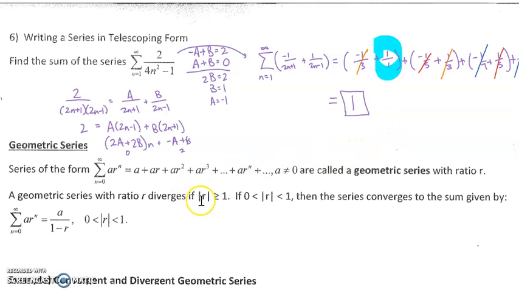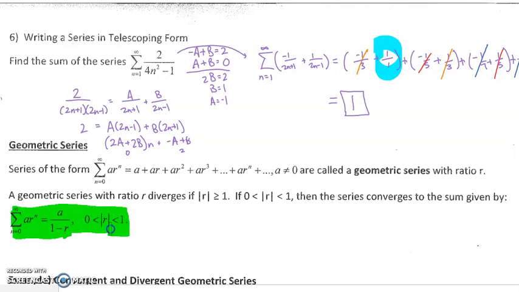If the absolute value of r is greater than or equal to 1, then the geometric series diverges. If the absolute value of r is between 0 and 1, then we can say that the series converges. Not only can we say it converges, we can say it converges to this magic fraction right here. I cannot overstress the importance of this equation right here. In fact, I'll go ahead and include this requirement as well. It's only true if the absolute value of r is between 0 and 1.